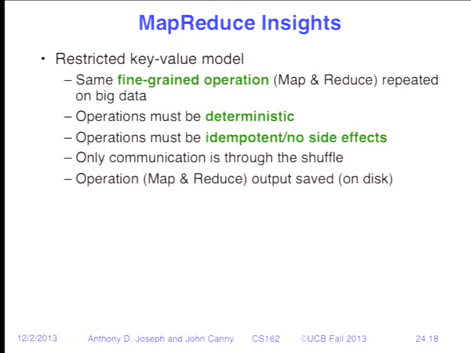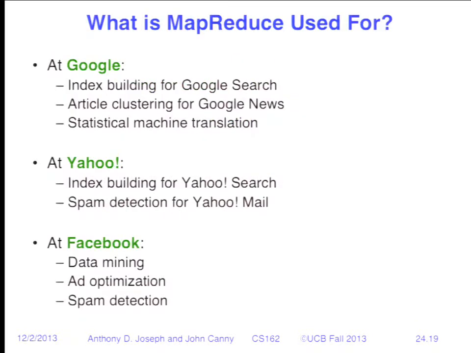So how have people used this? Everywhere. At Google, the index is built using it. Articles for Google News are clustered using it. Statistical machine translation uses it. At Yahoo, the search index is also built using it. Spam detection, so fraud detection, is done using it. Facebook uses it for data mining, ad optimization, that's how you make all your money, and for fraud detection and spam detection.